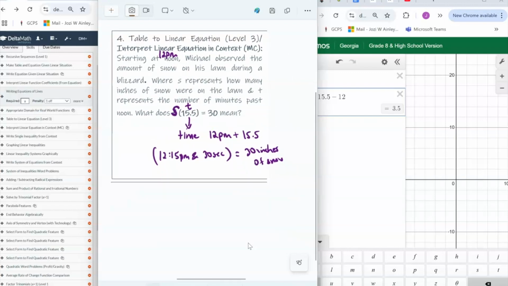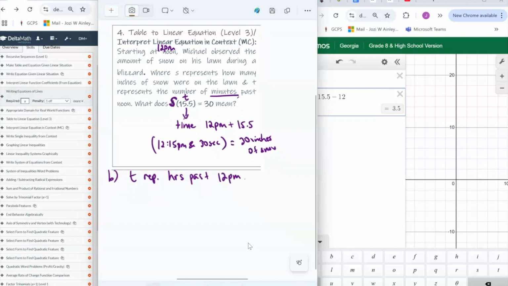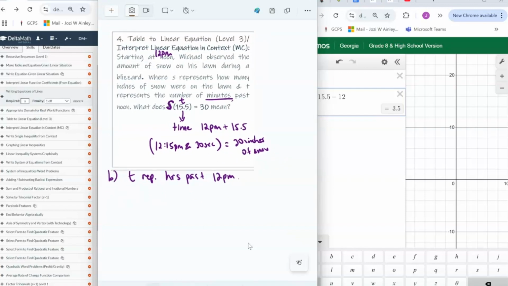I'm going to change this question a little bit and make it, instead of saying the number of minutes, let's say I said the number of hours. So let's call this B and let T represent hours past 12 p.m., past noon. Okay, so I'm going to answer two questions in one, just in case this is what you're getting on your test. All right, so what is 15.5 hours, because now I've changed the question to hours, afternoon.